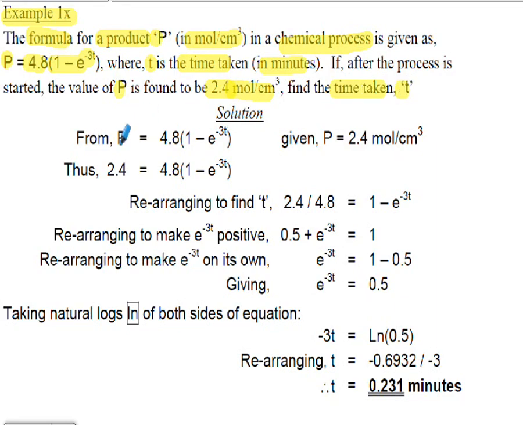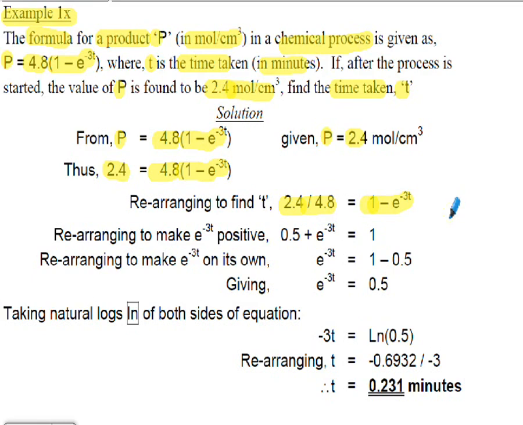So from the question we're given the formula P is equal to 4.8 times 1 minus e to the minus 3t in brackets. We're told P is equal to 2.4 in this particular instance. So on the left hand side of the equation I've got 2.4 equals 4.8 times the 1 minus e to the minus 3t in the bracket. What I'm going to do now is rearrange the equation to make t the subject. To do this, first of all, I will divide both sides by 4.8. So 2.4 divided by 4.8 on the left hand side is equal to 1 minus e to the minus 3t. I don't need the bracket on the right hand side now.